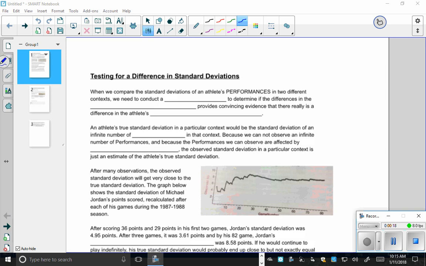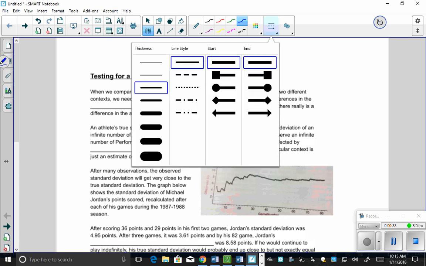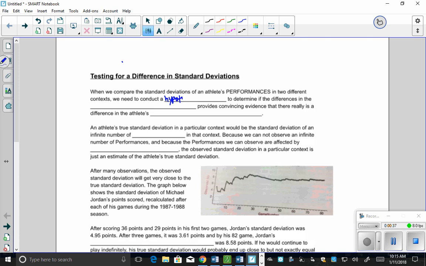The first thing that we need to do is to conduct a hypothesis test to determine if the differences in the observed standard deviations provides convincing evidence that there really is a difference in the athlete's true standard deviation.